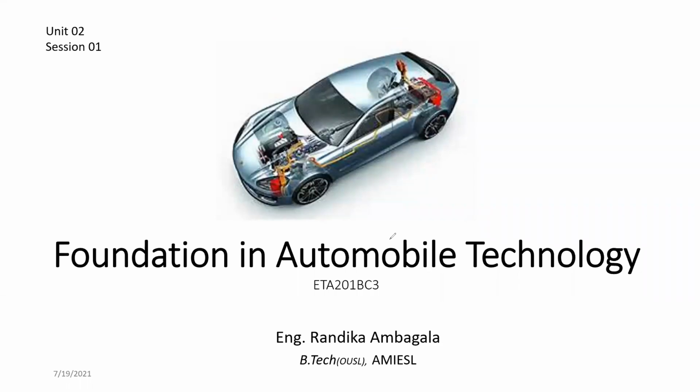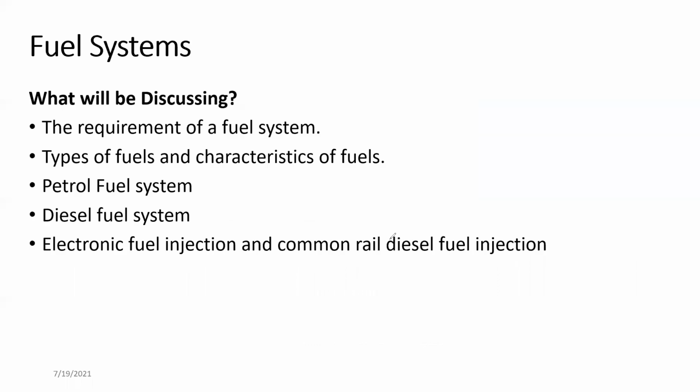So today our lesson is the fuel system. Under the fuel system, we'll be discussing the requirement of a fuel system, types of fuels and characteristics of fuels, petrol fuel system, diesel fuel system, and electronic fuel injection and common rail diesel fuel injection types. Since you have already done the practical related to this section, I think it will be easier for you to understand it.